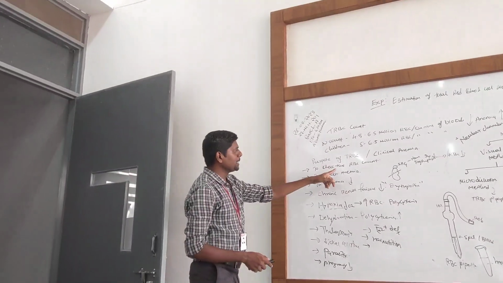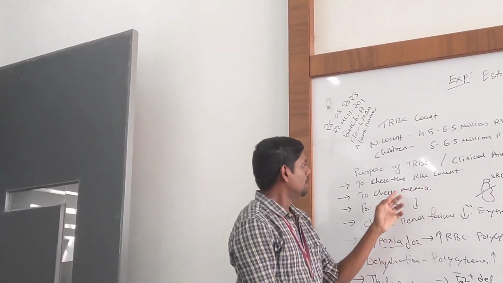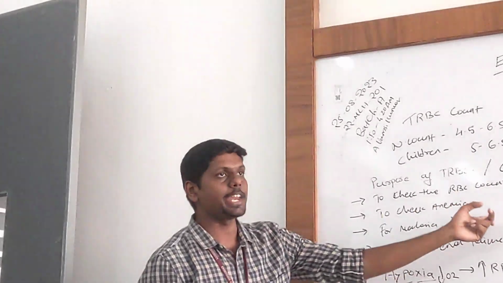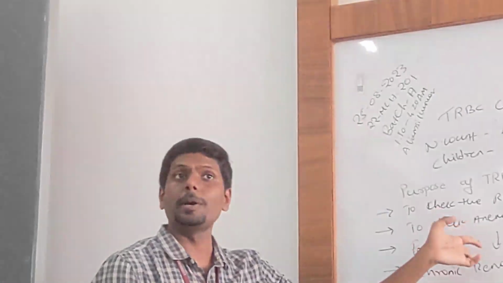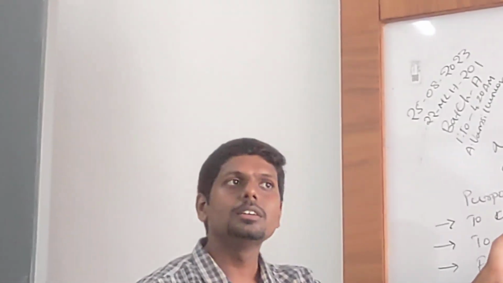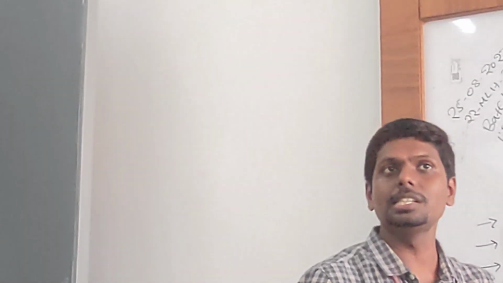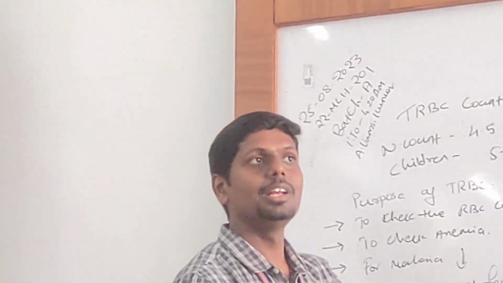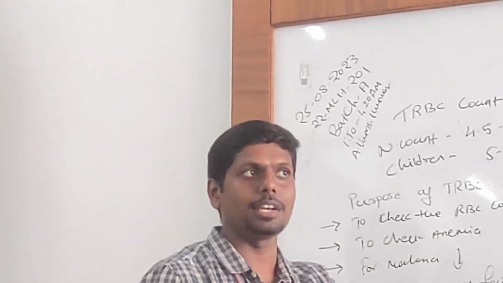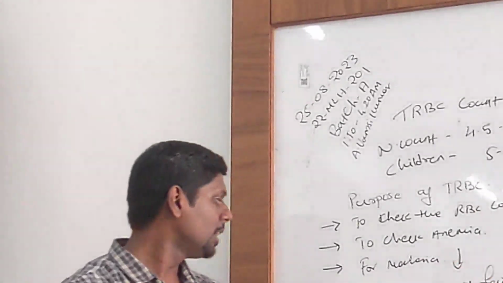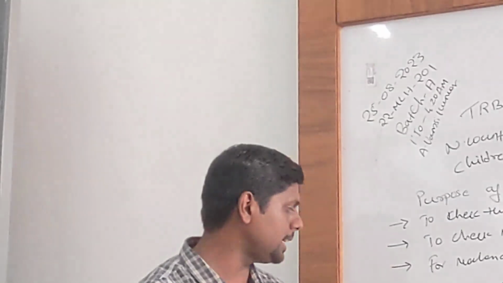Okay. Purpose of TRBC? To check the RBC count, to check the anemia, to know malaria. What happens to RBC count in malaria? It will decrease. And for checking chronic renal failure. What is the idea behind the chronic renal failure? The kidney will secrete erythropoietin; if erythropoietin decreases, the RBC count decreases. Then hypoxia, RBC count will increase.